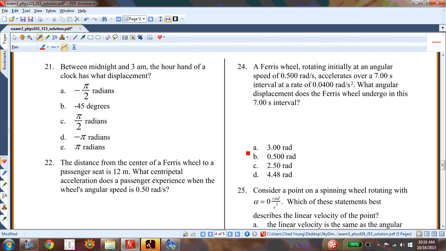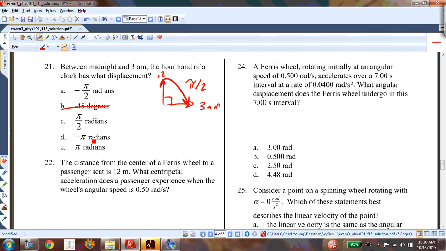Between midnight and 3 a.m., the hour hand of a clock has what displacement? Okay, well, midnight is right here. 3 a.m., when I get up in the morning, is right here. So I've gone from here over to here. That is 90 degrees, or pi over 2 radians.